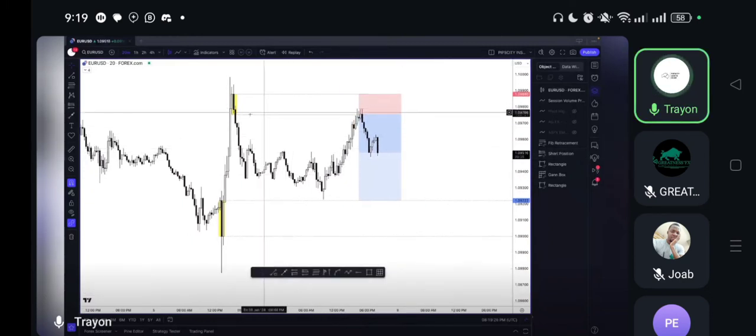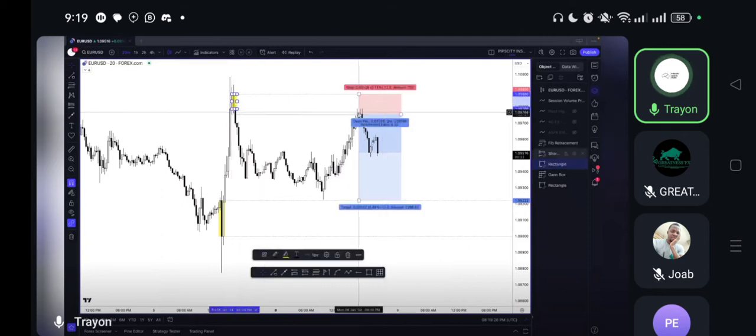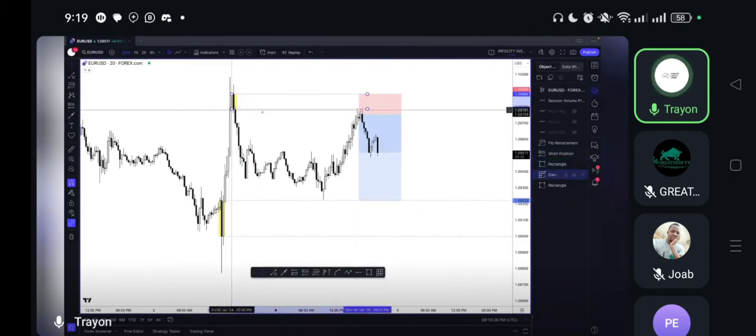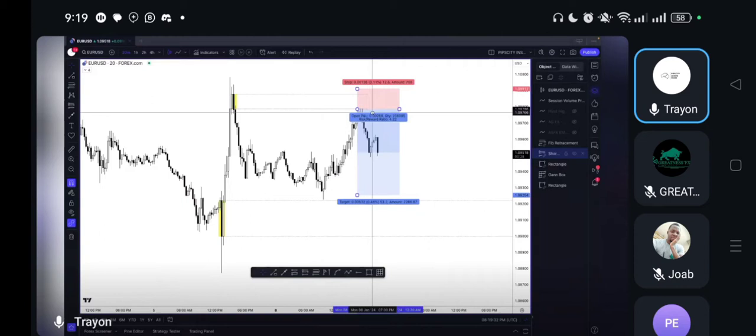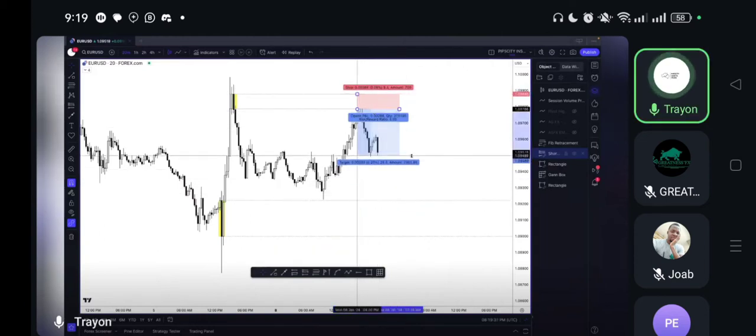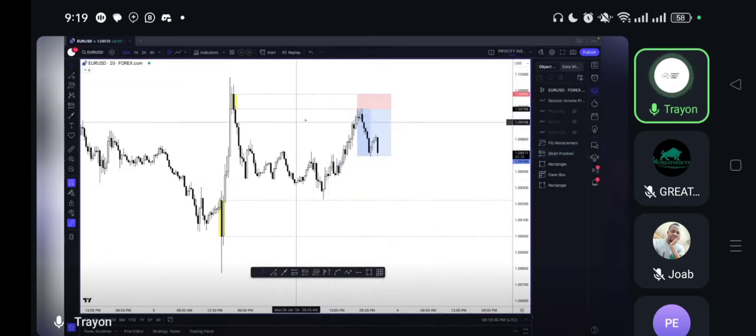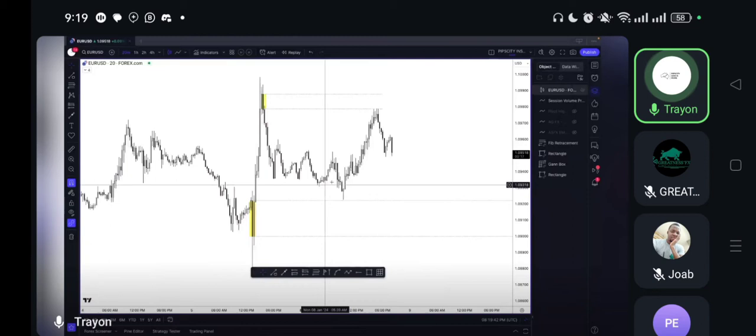And then if we're focusing on the body here, I think that should mitigate. Let me see. Yeah, that actually mitigated right on the body. And is that a 1 to 3? That's a 1 to 3. And you could have gotten a 1 to 3 just using the body. So that's why I'm not really convinced for buys.